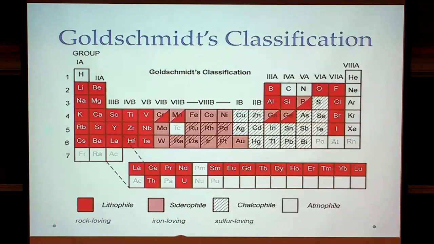Okay, now, how bodies differentiate, well, let's see. Where elements go in planets depends, by and large, on whether they're lithophile, rock-loving, or siderophile, iron-loving.